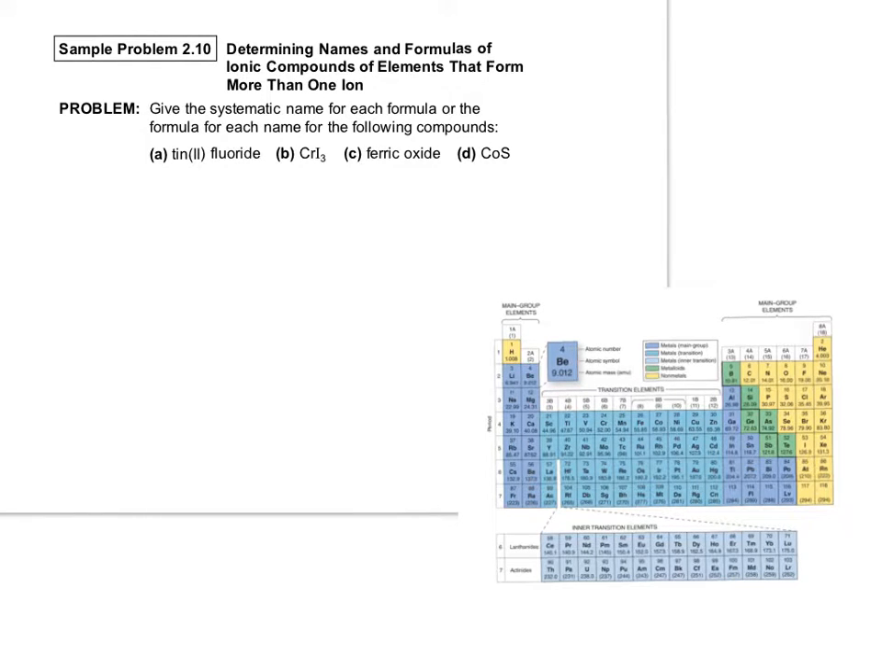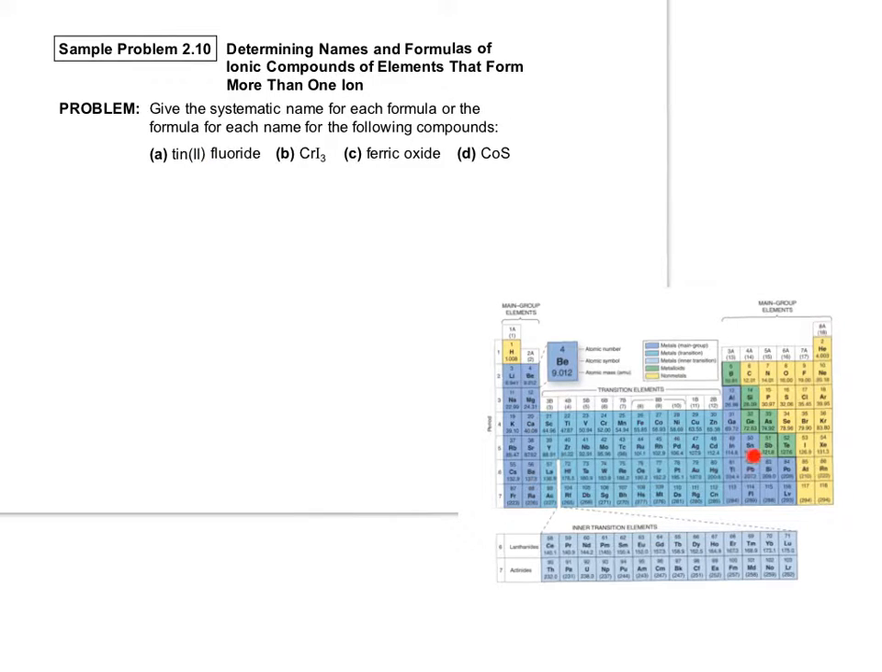All right, sample problem 2.10 says give the systematic name for each formula or the formula for each name for the following compounds. And A says we have tin(II) fluoride. Now normally for transition elements, they list these Roman numerals within the name to tell you the charge, right? That's indicative of the charge. So a Roman numeral 2 would tell me that it has a 2 plus charge.